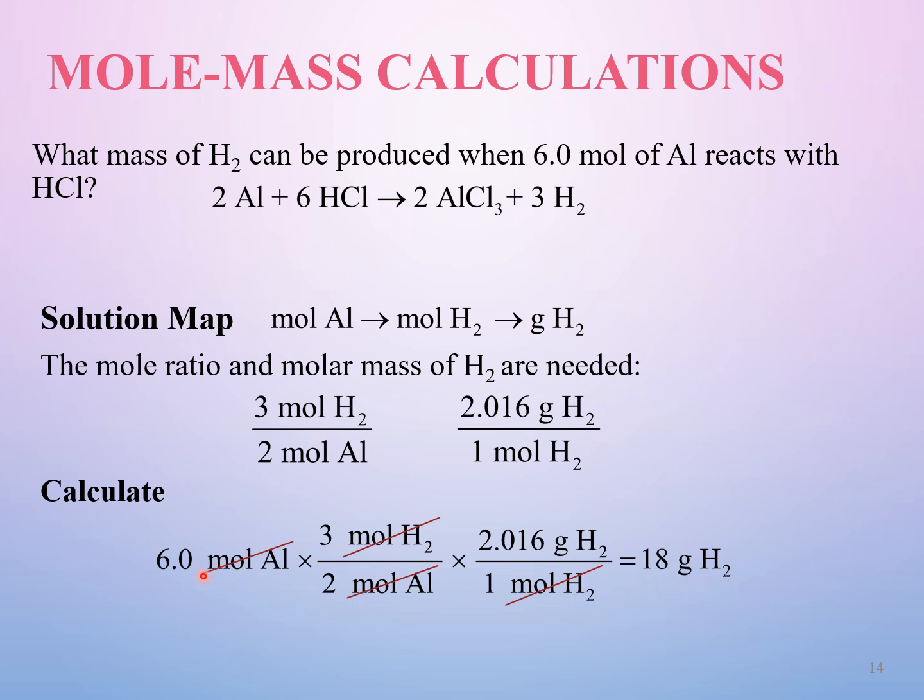So to do your math, you do 6.0 times 3 divided by 2 times 2.016 divided by 1. And in this case here, this is an exact mole to mole ratio, and this is 4 sig figs, and this is exactly 1 mole, and this is 2 sig figs, so we keep our answers with 2 sig figs.